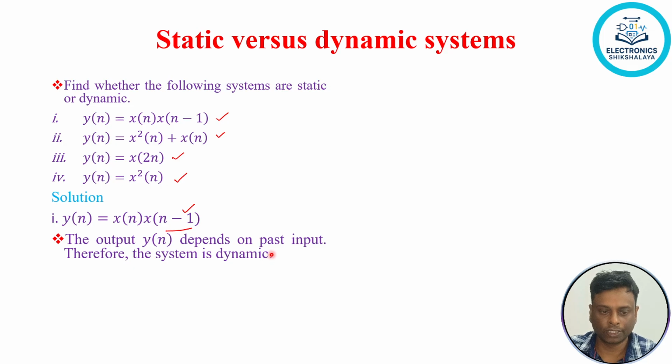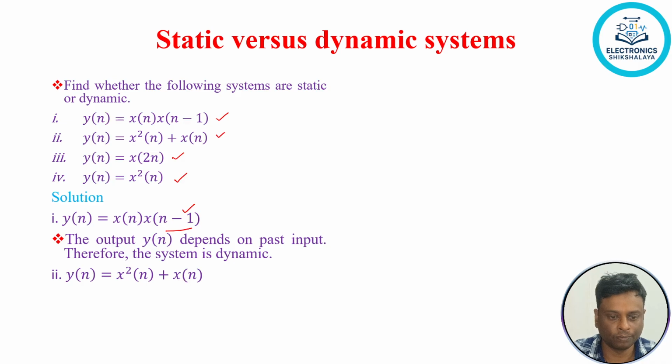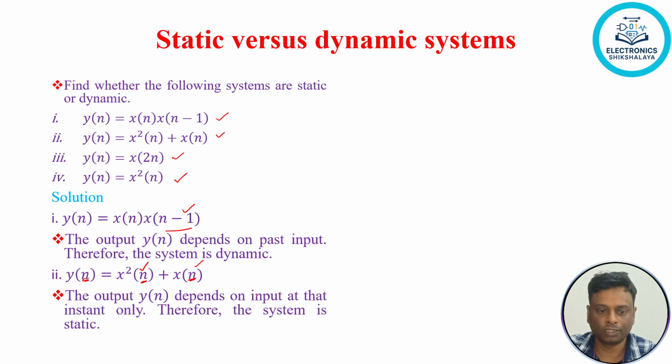The second one is y of n equals x squared of n into x of n. You can see there is only n. It depends upon this n only, not upon n minus 1 or n plus 1. So it depends upon the present input samples. That is why the system is static. In this case, the output depends upon the input at that instant only. Therefore, the system is static.